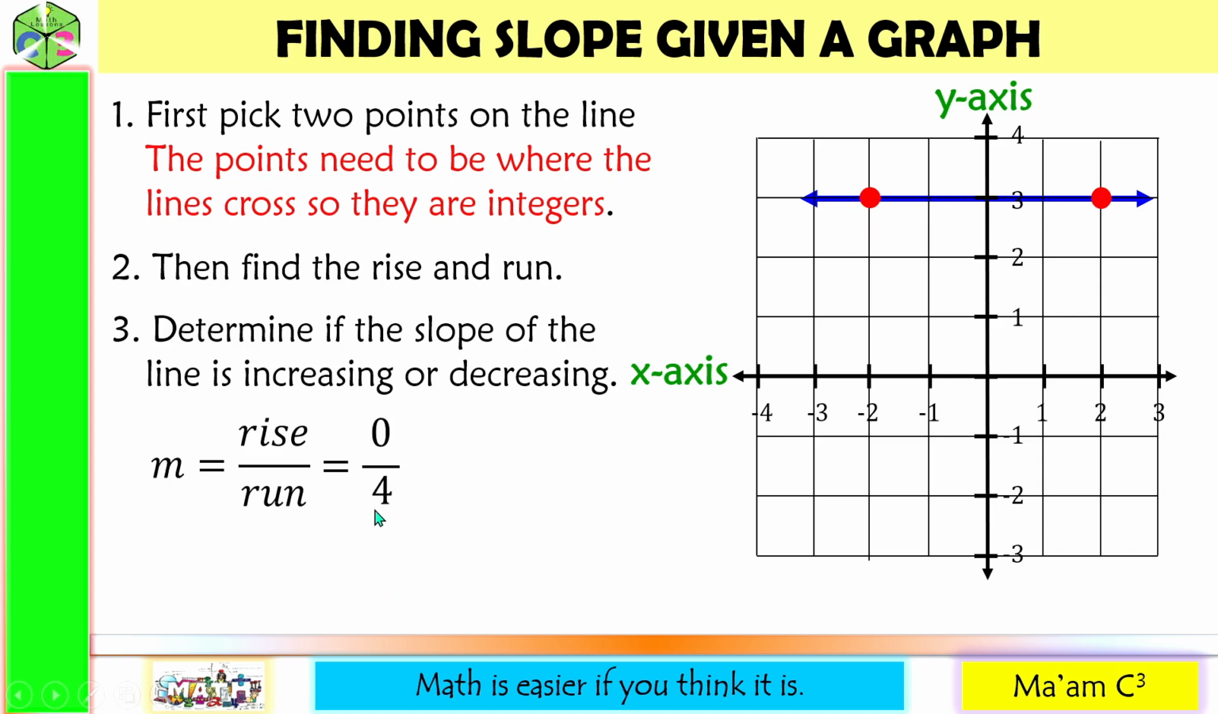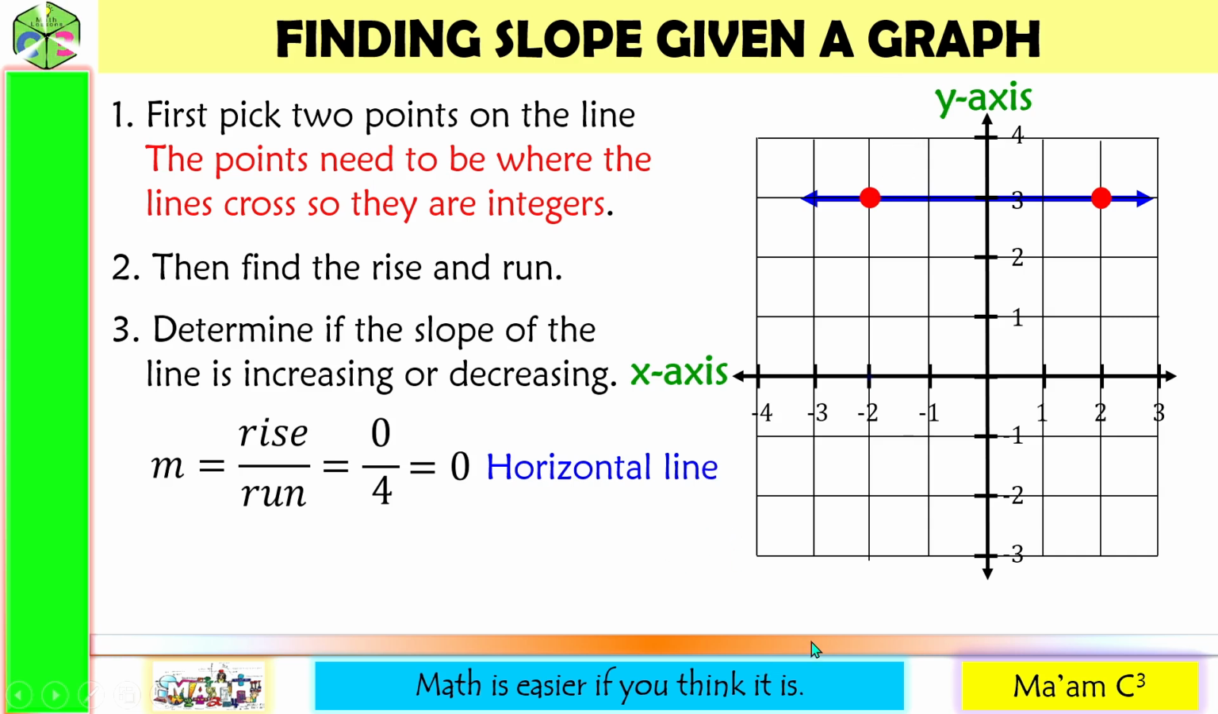Either way, 0 divided by any number except 0 will give you 0 as an answer. That is why a man walking horizontally exerts no effort, because there is no slope. When slope is equal to 0, it means the line is a horizontal line.